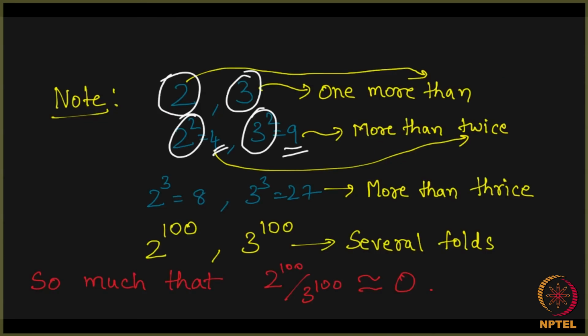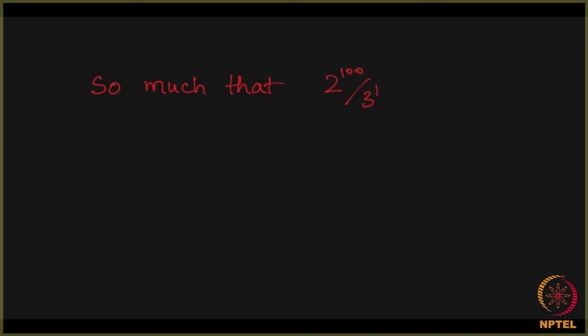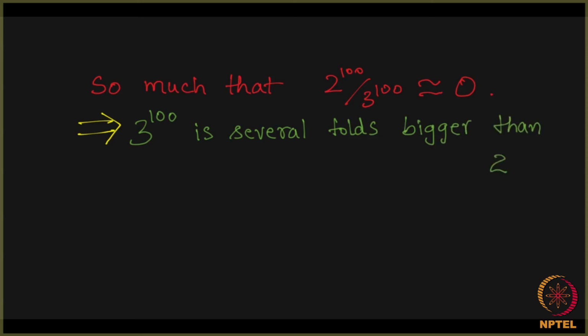And collectively we can say something in the next slide. This is the right time to pause and think, and guarantee yourself that you understand this slide as well as this slide. Now let's go to the next slide if you are through with these 2 slides. It is so big that the ratio is 0, we saw that, which implies that 3 to the 100 is several folds bigger than 2 to the 100. I'm just stating the same thing repeatedly.